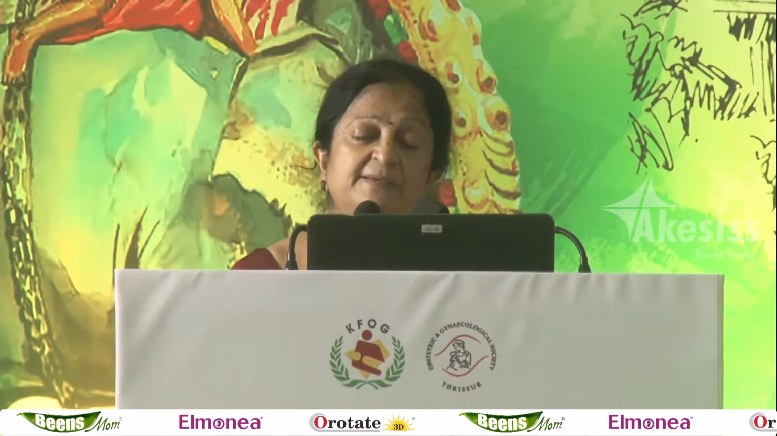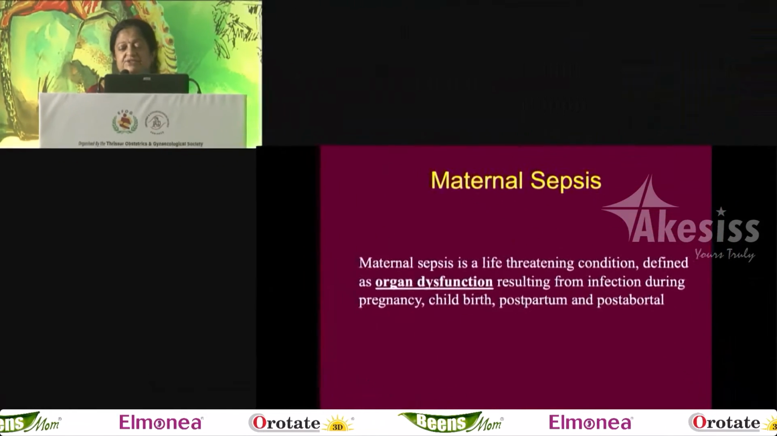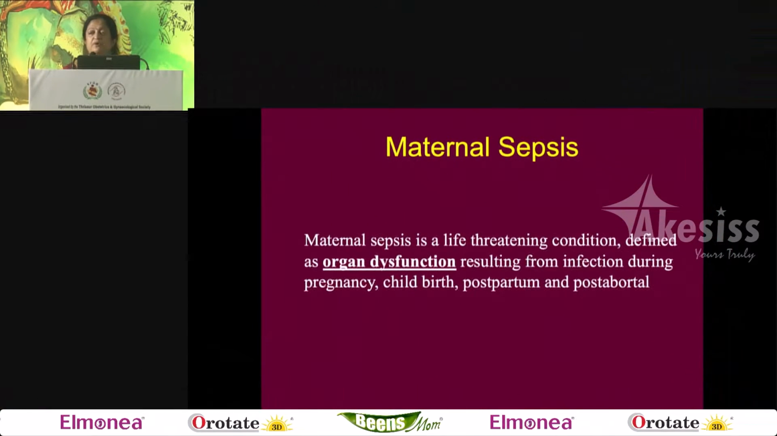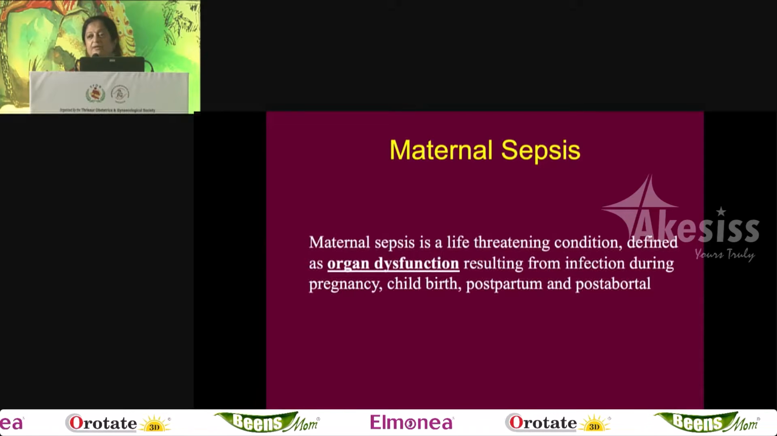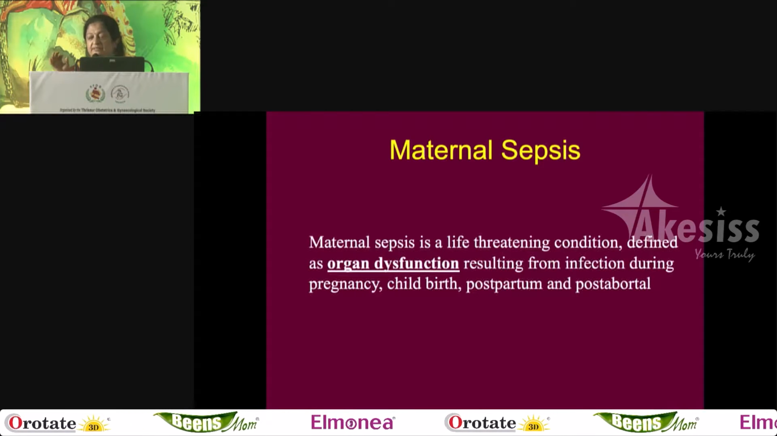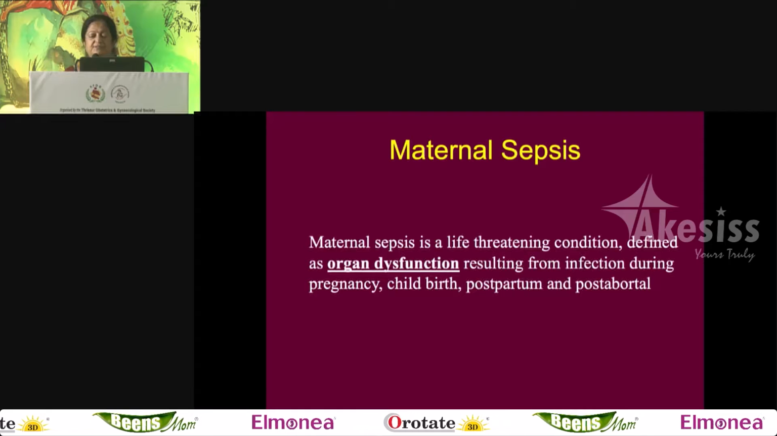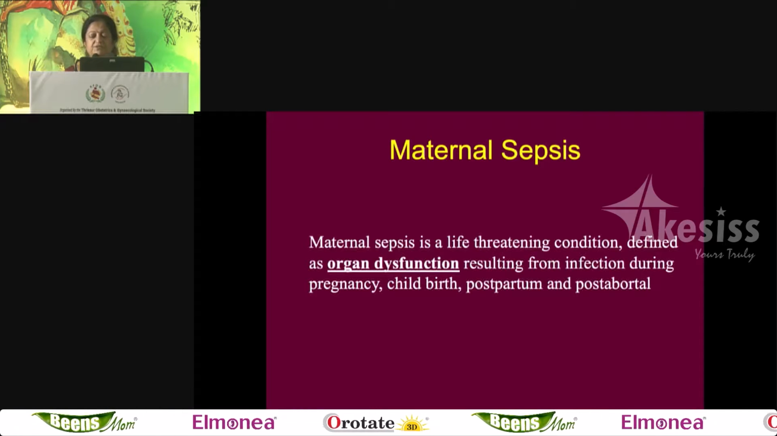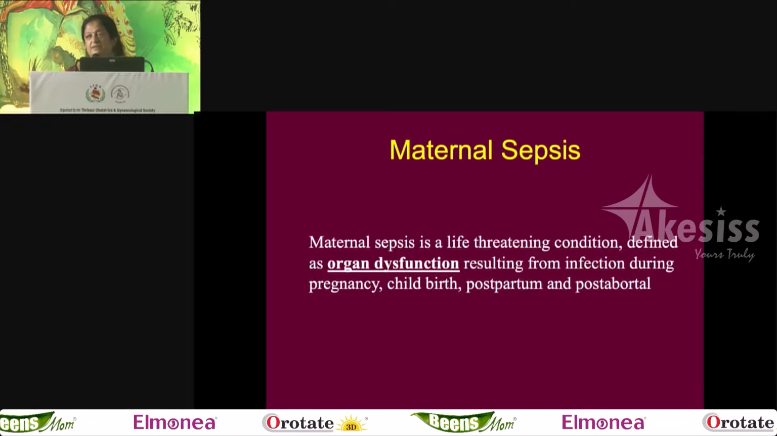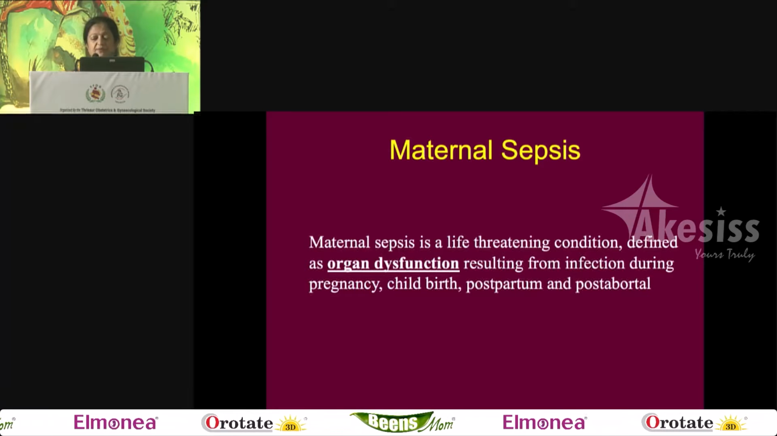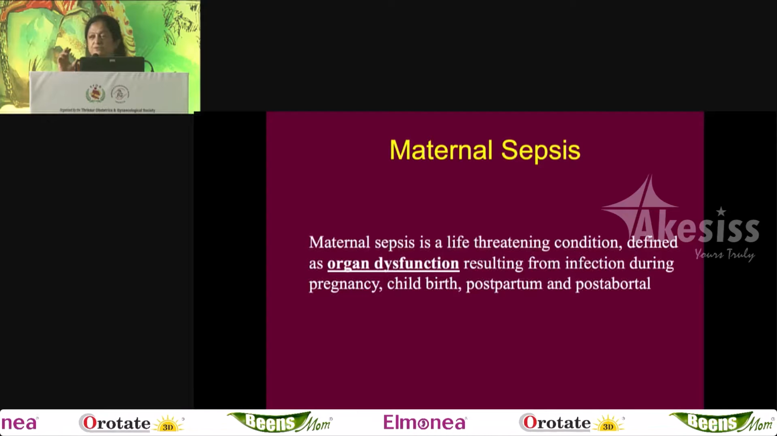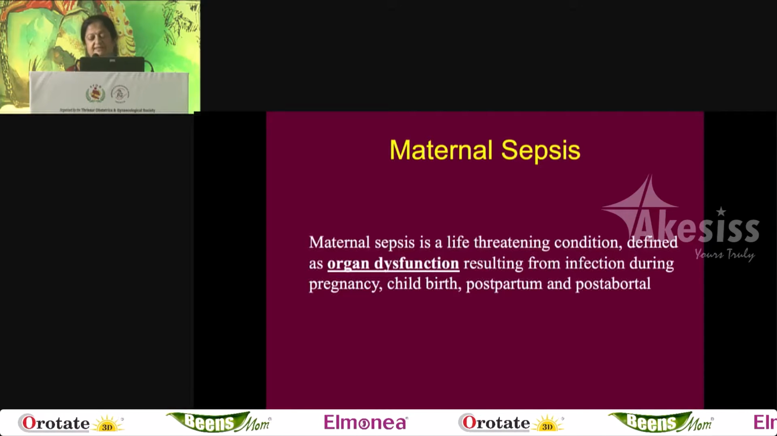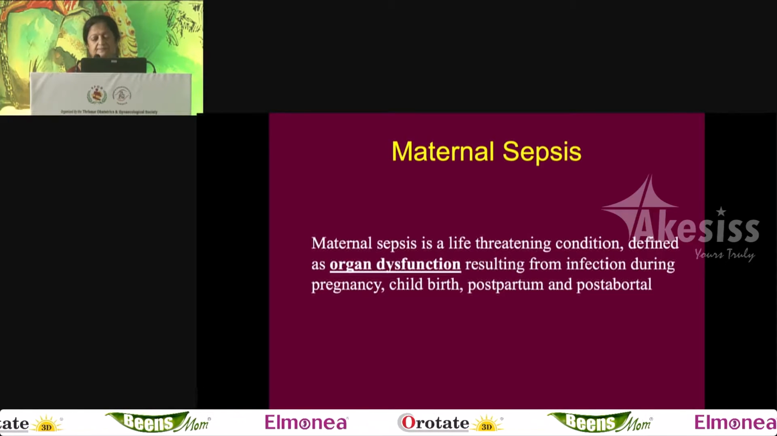So maternal sepsis is a life-threatening condition defined as organ dysfunction. This is the latest definition of sepsis. You should have any one organ dysfunction resulting from infection during pregnancy, of course, childbirth, postpartum, and post-abortal, and so on. Okay? So that is maternal sepsis. So remember, the most important thing in the definition today is that there's an organ dysfunction.